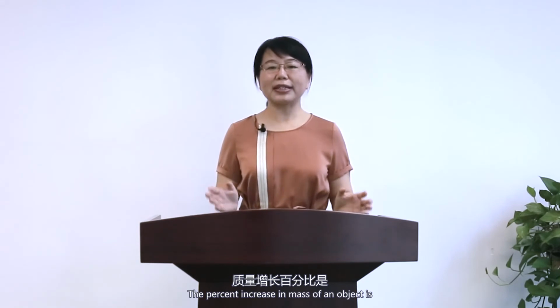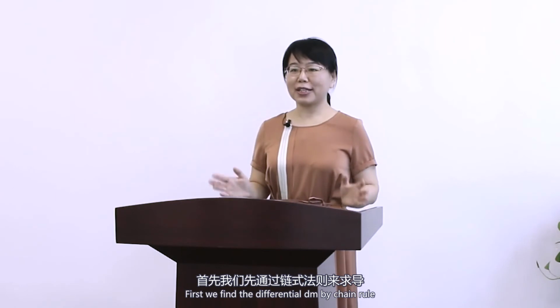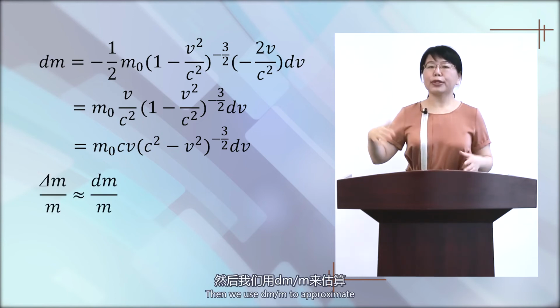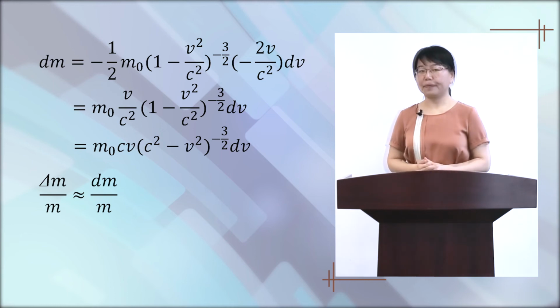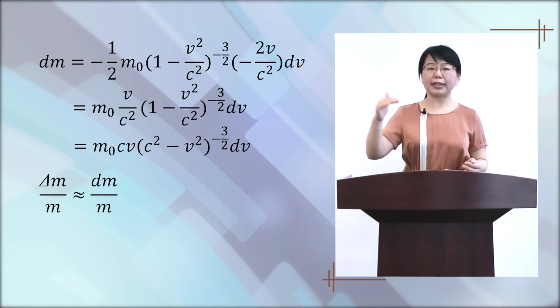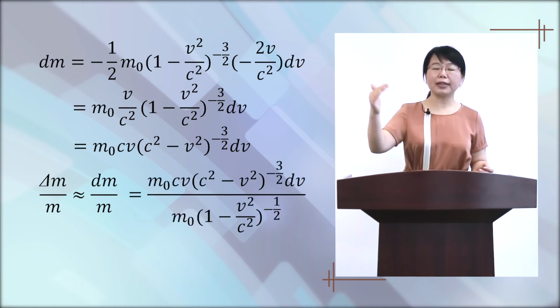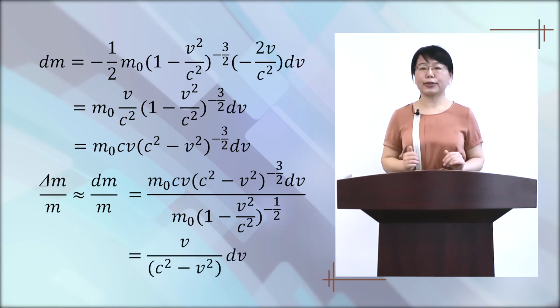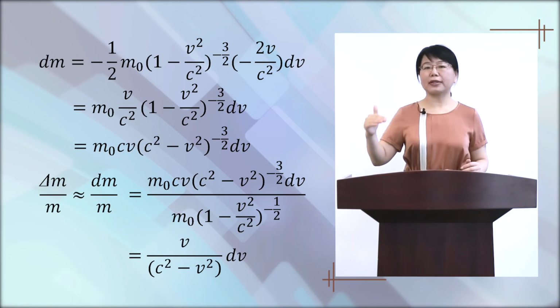Let's solve the problem together. The percent increase in mass of an object is delta m over m. First, we find the differential dm by chain rule and simplify it as follows. Then we use dm over m to approximate delta m over m. So delta m over m is approximately equal to dm over m. Then we plug in dm and m. We will find that delta m over m is approximately equal to v over c squared minus v squared times dv.